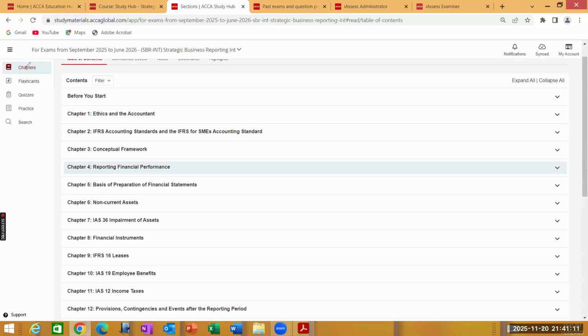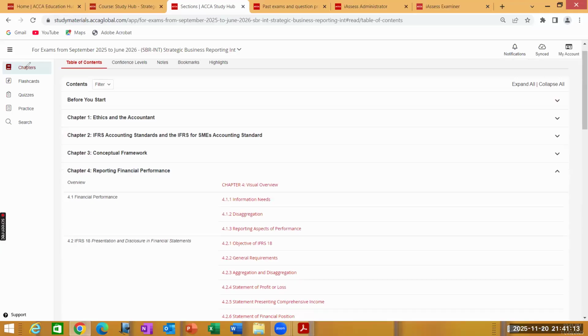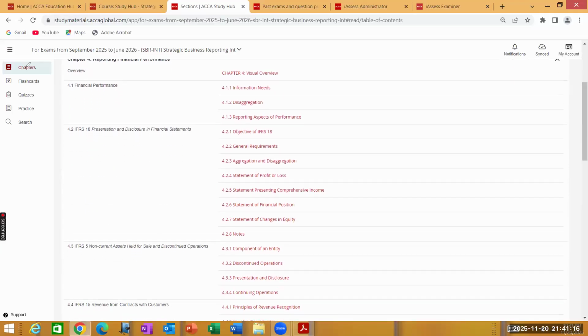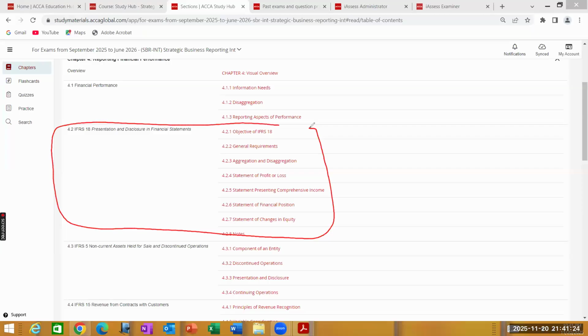Then from chapter number 4, kindly go through the presentation and disclosure in financial statements, IFRS 18. Especially look at the new format of the profit and loss account and the aggregation and disaggregation criteria. It's very important.